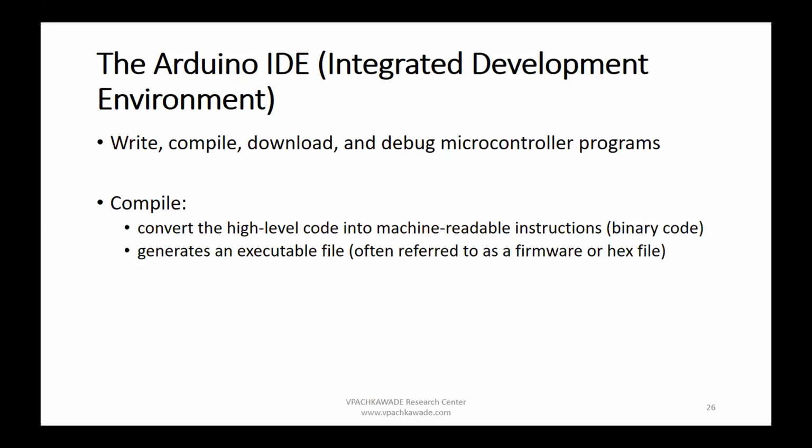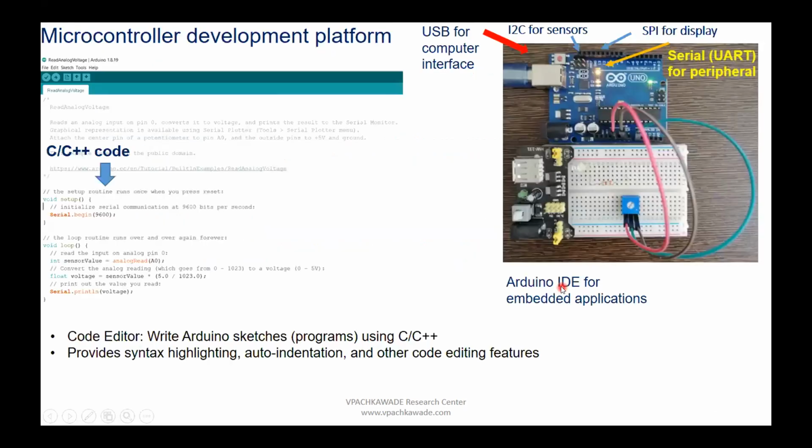With Arduino installed, you can write, compile, download, and debug your microcontroller programs. Compiling the program means you convert your high-level code into machine-readable instructions, that is the 0-1 binary code, and you generate the executable files that are often referred to as firmware or hex files. So that is the meaning of compiling.